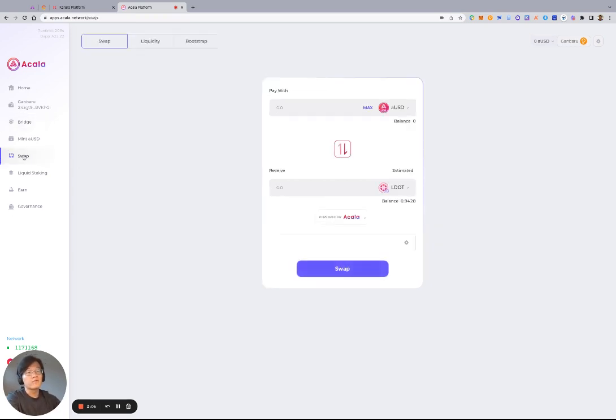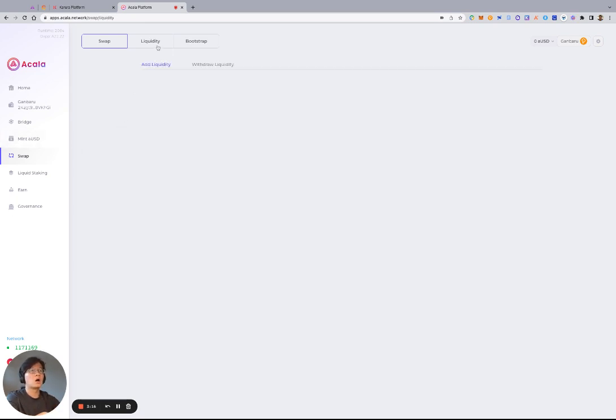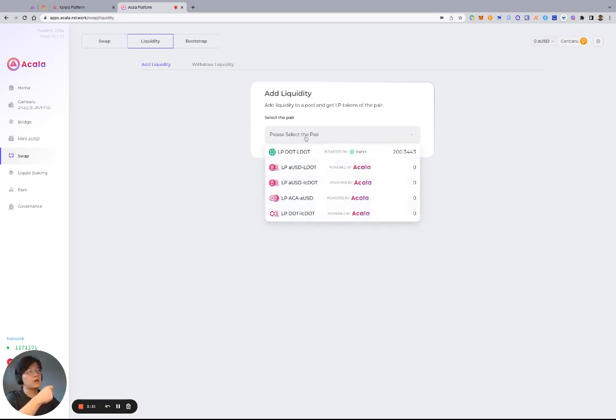So very simply, if you go to the swap function, in order to mint Tdot, you're actually contributing liquidity to the Tdot pool. As I mentioned at the beginning of this call, Tdot is currently made up of a liquidity pool that's composed of DOT and LDOT, liquid staking DOT. So on this page, you simply select the DOT and LDOT pool.